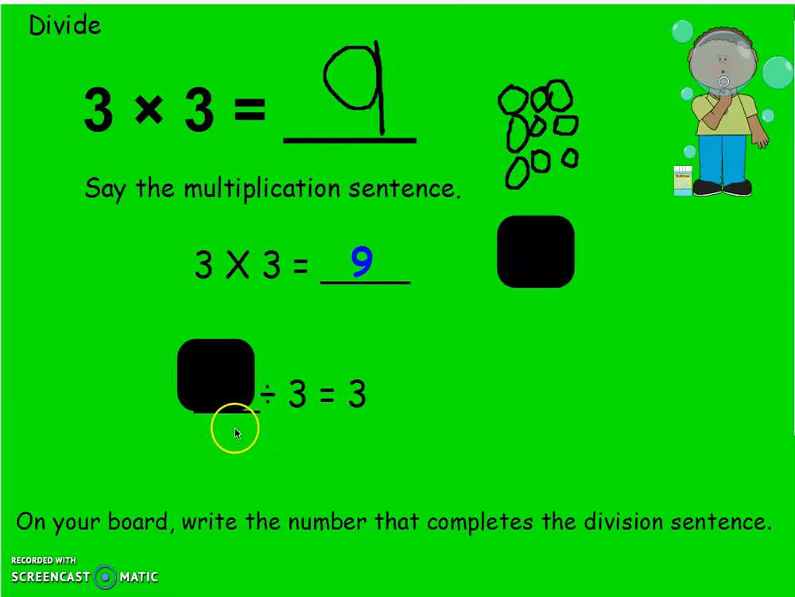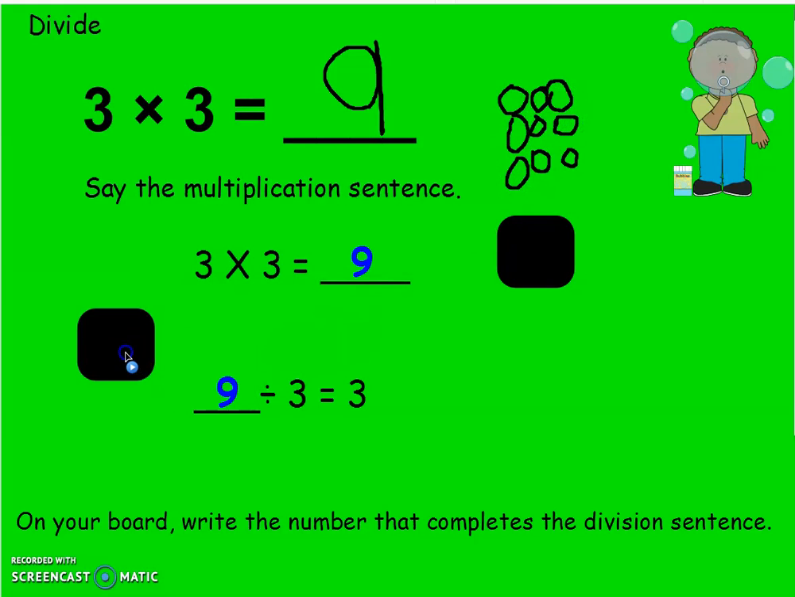Well, then what goes right here for our division? We have our total that goes in this space right here at the start. And how many circles do we have in total? 9. So our division sentence would be 9 divided by 3 equals 3. And our multiplication sentence would be 3 times 3 equals 9.